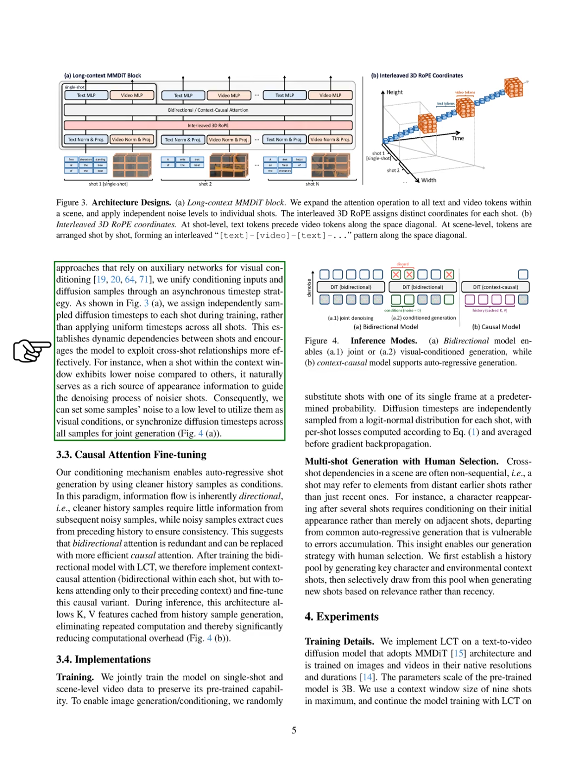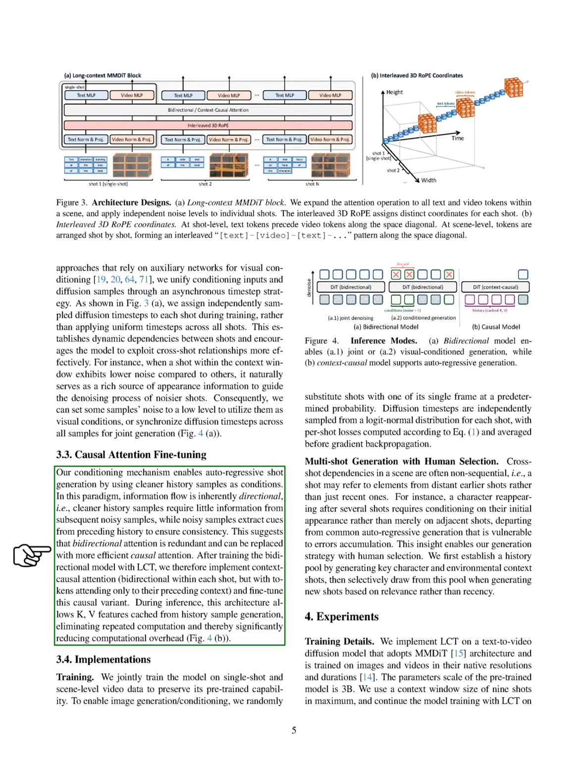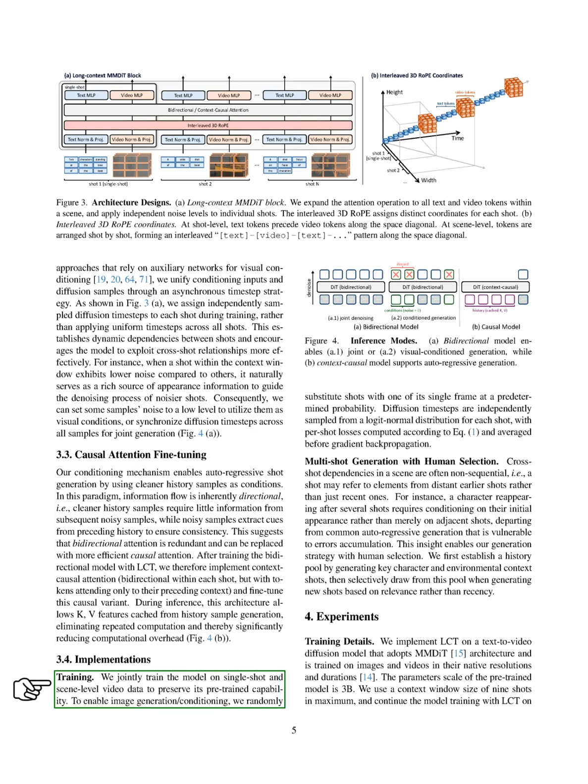Our conditioning mechanism also supports auto-regressive shot generation by using cleaner history samples as conditions. In this setup, cleaner samples rely less on noisy ones, while noisy samples draw information from the cleaner ones to maintain consistency. This means we can replace bidirectional attention with more efficient causal attention. After training our model, we implement context causal attention, which allows us to use cached features from previous samples during inference, reducing computational demands.